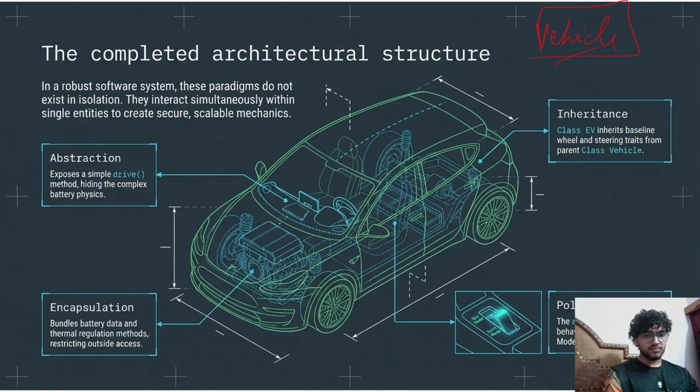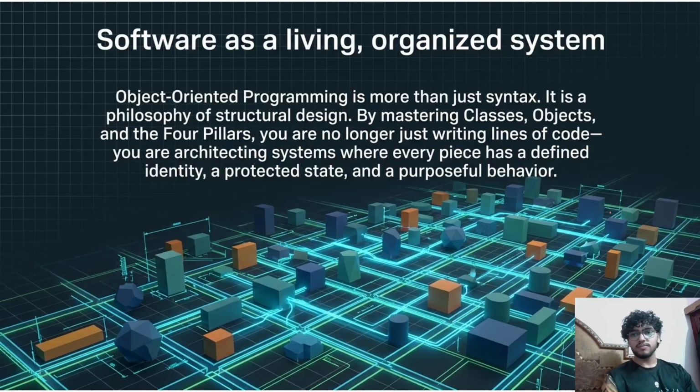So polymorphism is shown here: the accelerate command behaves differently in eco mode versus sports mode. And inheritance, the EV class inherits the vehicle class, just like I said, a vehicle. Then you can say there are many other types of vehicle. This is inheritance. Now, software is a living, organized system. Object-oriented programming is more than just syntax. It's a philosophy of structural design.